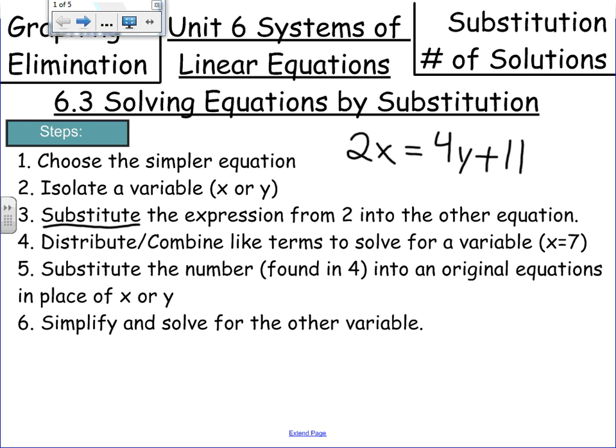You're going to substitute the number found in step 4. So like if x was equal to 7, we would put that number in. That's the easy substitution. We know that. And then we're just going to solve it for the other variable. It's tough to kind of read through all these steps and not do it. So let's just do some.